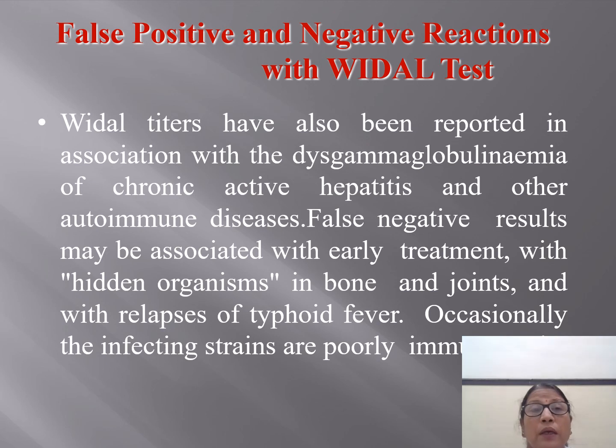So we may get false positive and false negative reactions in Widal test also whenever there is dysgammaglobulinemia. If the patient is immunocompromised, proper amounts of antibodies are not appearing, or the patient is suffering from dysgammaglobulinemia. What are antibodies? They are gamma globulins. So if gamma globulins are not formed, then how can we have antibody in the patient sample? So although the patient is suffering from the disease, despite that our test may be negative.